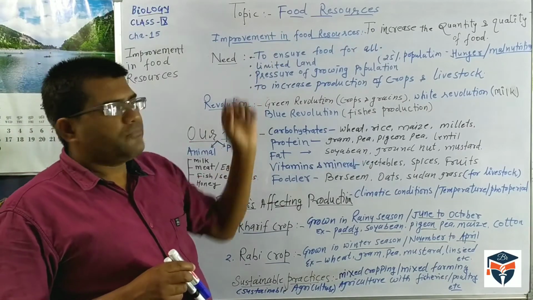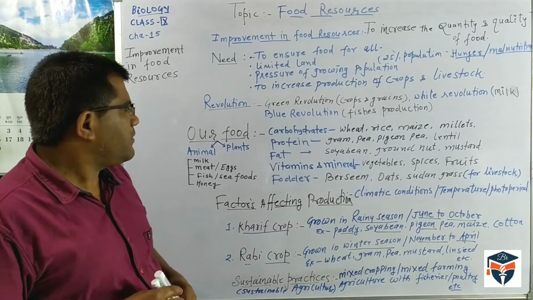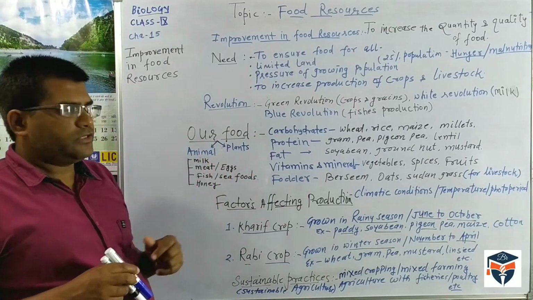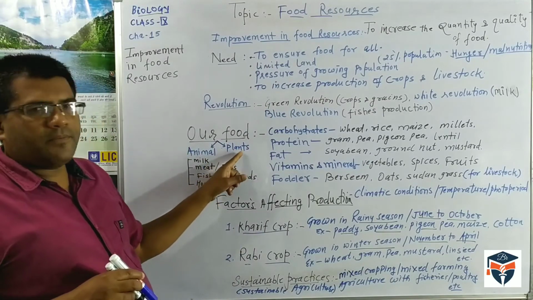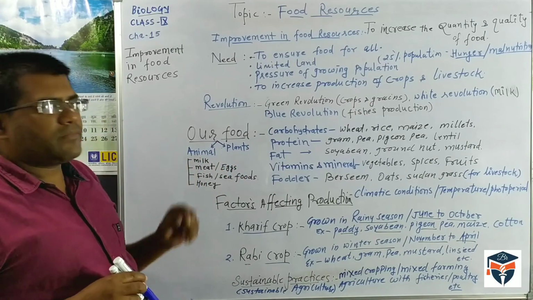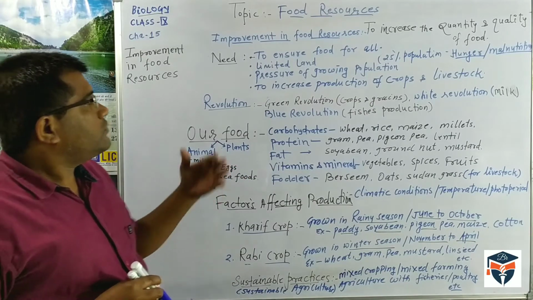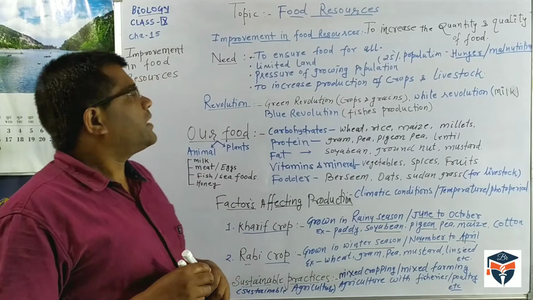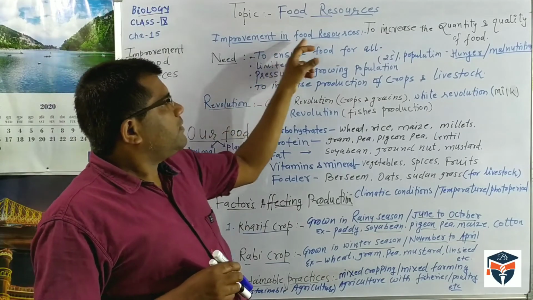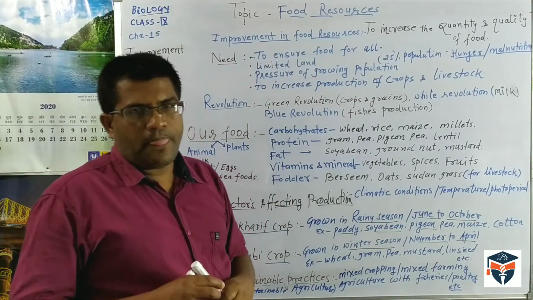And all these foods we get from two sources. Either we get them from plants or we get them from animals. So today we are discussing the improvement in food resources.